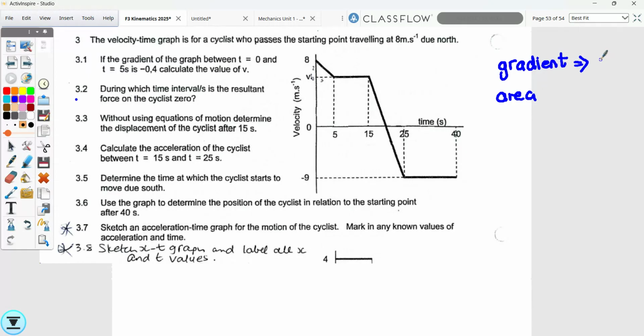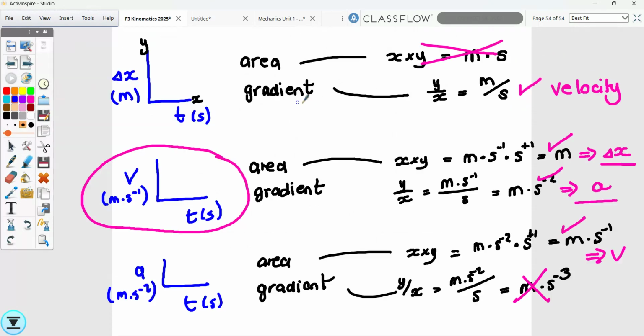If it's a velocity time graph, what does the gradient give me? Guys, I'm going to say it again. Okay, let's go back here. It's this graph. It's a velocity time graph. The gradient is meters per second divided by seconds.